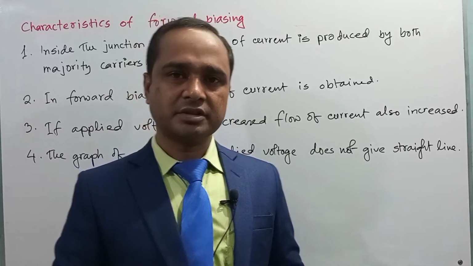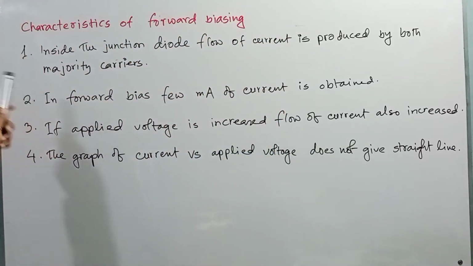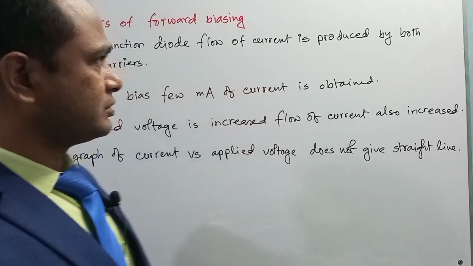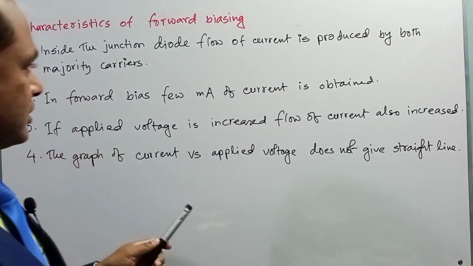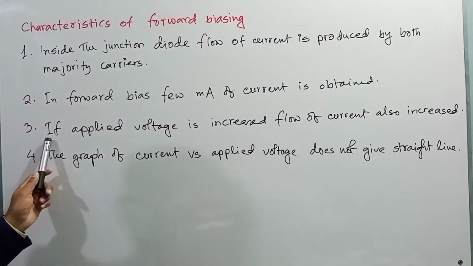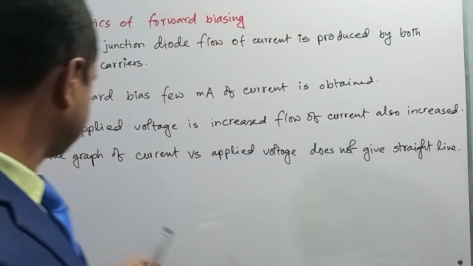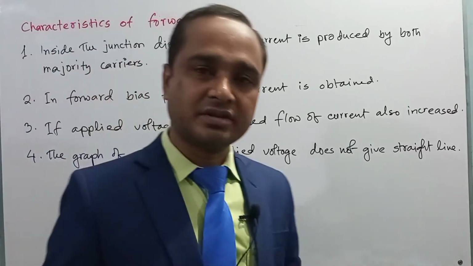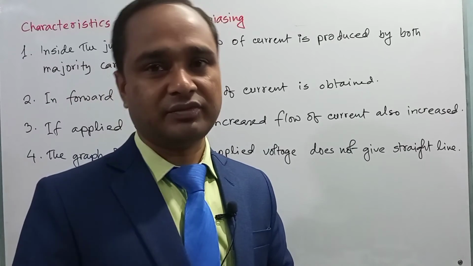So, dear student, now we can see some special characteristics of the forward bias. Inside the junction diode, the flow of current is produced by majority carriers. In forward bias, a few milliamperes of current is obtained, right? If the applied voltage is increased, then the flow of current will also increase, and the graph of current versus applied voltage does not give a straight line, right? This is the main characteristic of forward biasing.